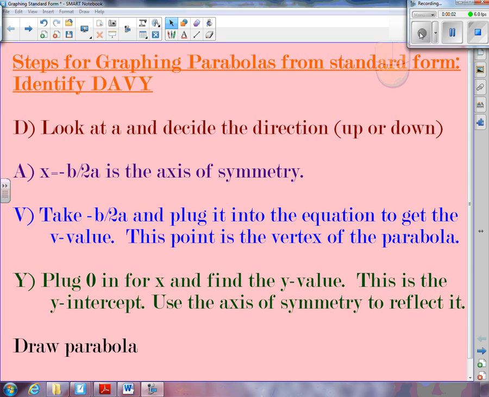Today we're going to be doing graphing parabolas using DAVY. DAVY is just a little acronym that helps you remember what it is that you have to do in order to properly graph a parabola. So the first thing you have to do, D stands for the direction.